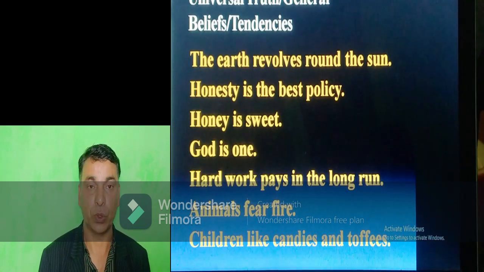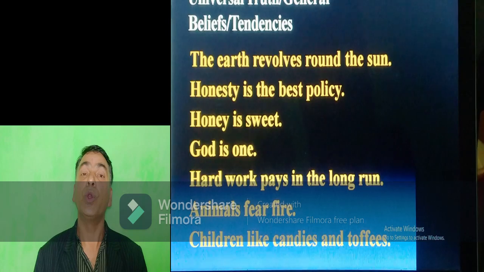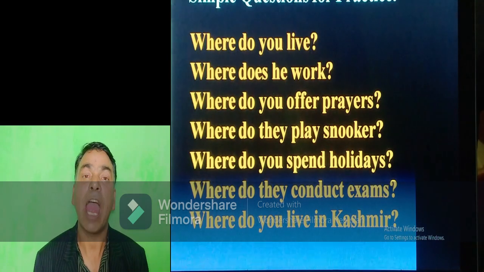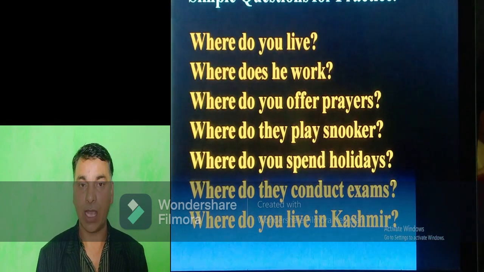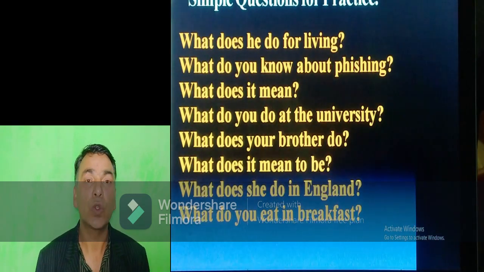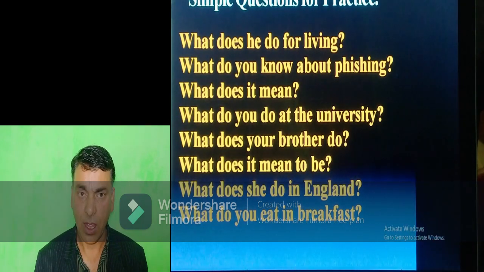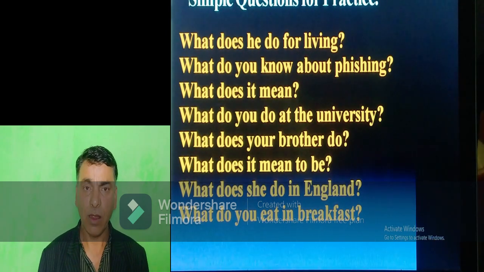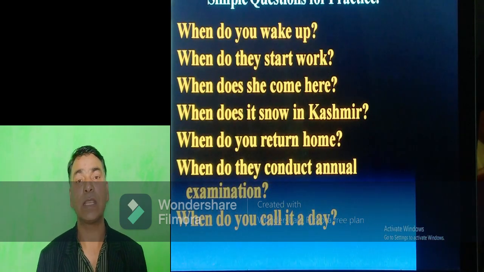Then I said universal truths. What does universal truth mean? In the first place, we should understand what is universal truth. Universal truth means something that does not change with the change in time and place. For example, honey is sweet. Snow is white. So it is, it was, and it will be. The earth revolves around the sun. It's been there, it will always be there. So it's not going to change. The time and the place do not affect these things. When you talk about universal truths, you use present simple.